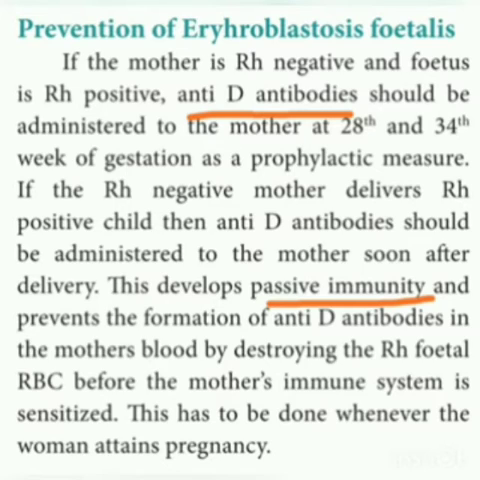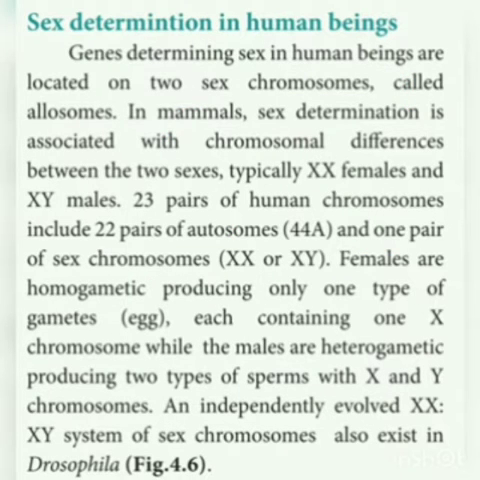It will develop a passive immunity and prevent the formation of anti-D antibodies in the mother's blood that would destroy the Rh positive fetal RBC. Next is sex determination. In this sex determination, you have to know heterogametic sex determination and homogametic sex determination. Sex determination in human beings is very important.